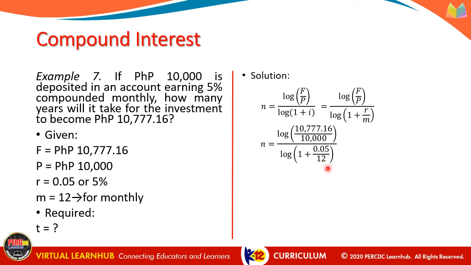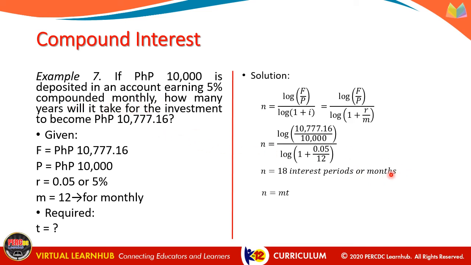Just press this in your calculators and you should get N is equal to 18. N refers to number of interest periods, so we have here N is equal to 18 interest periods or months. Okay, how did we know that the unit is in months? It says here compounded monthly.